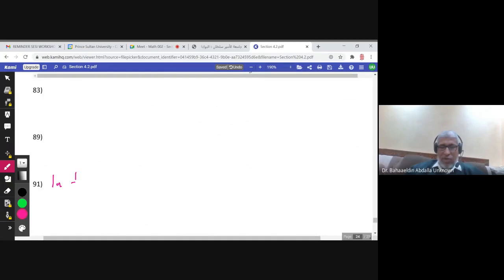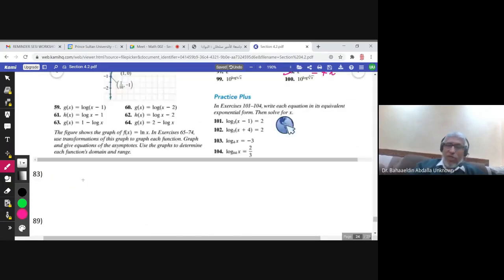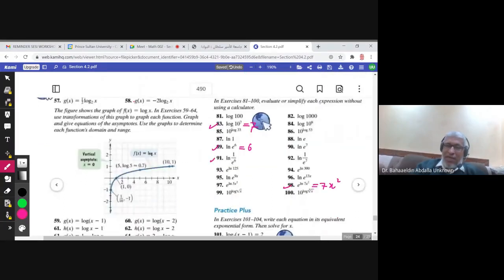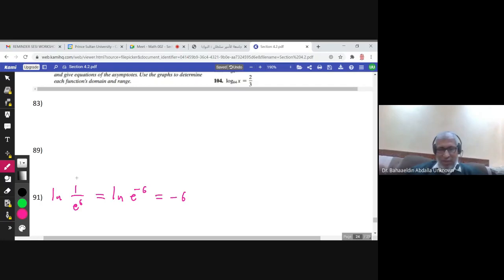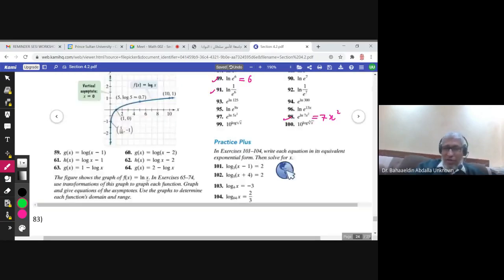So it is ln 1 over e to the power 6. If you use this property, the answer would be ln 1 minus ln e to the power 6, and ln 1 is 0, so the answer would be negative 6. But how to find it without using this property? You have to write 1 over e to the power 6 like this. You have to take e to the power 6 up. So if you take e to the power 6 from the denominator to the numerator, it would be e to the power negative 6. And now you can cancel ln with e, and the answer would be negative 6. So this is the point here, and you should know that 1 over e to the power 6 is in fact e to the power negative 6.